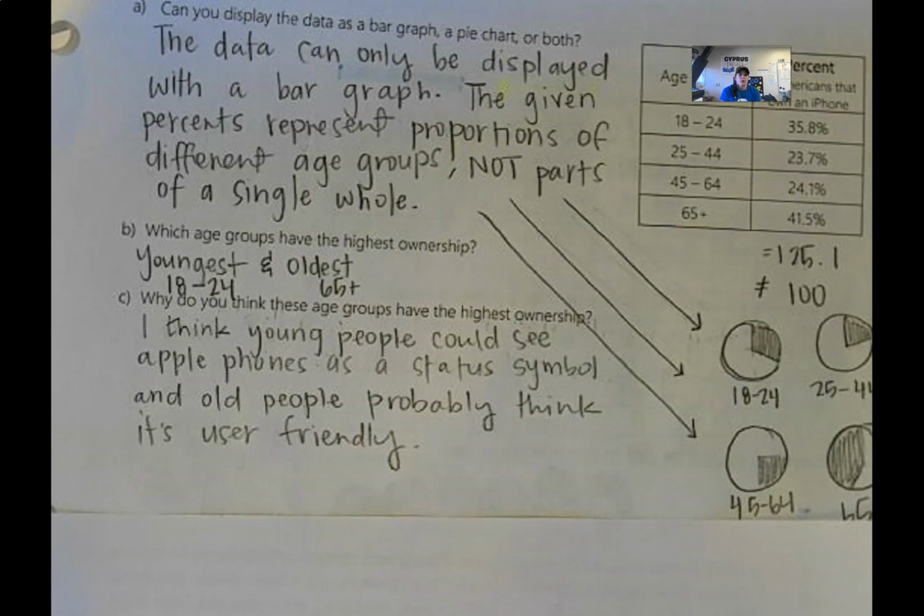So if we want to give older people who don't have as much experience with technology as we do a phone, we should give them one that's easy to use. So I'm thinking that the youngest group is because it's like a status symbol, and the oldest group, it's because they're easy to use. If you didn't write those, like I said, that's fine. Use your reasoning if it makes sense to you and makes sense overall.